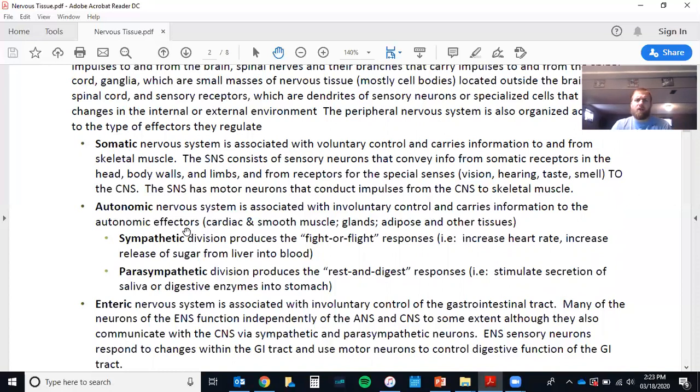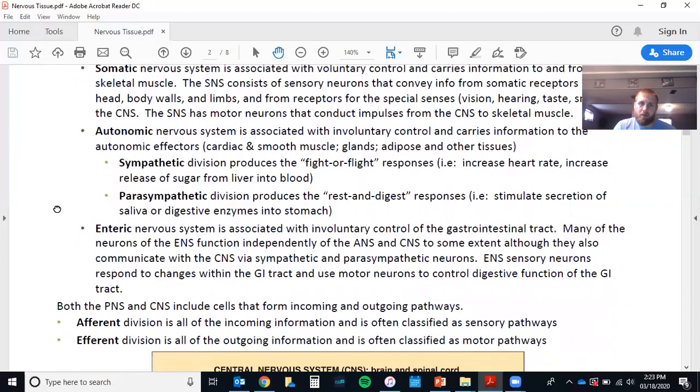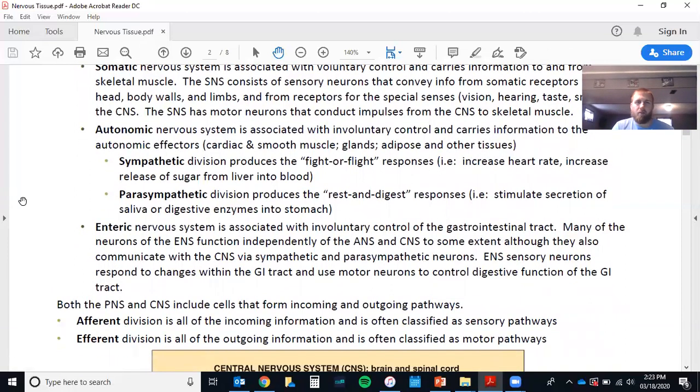Now, as far as that goes, we're talking about signals leaving. So we would call those motor neurons that conduct the impulses from the central nervous system to the skeletal muscles that I was just mentioning. There's also the sensory neurons, which are going to carry the signals the opposite way from the somatic receptors on our head, body wall, and limbs, and from receptors for our special senses to the central nervous system. We'll talk more about sensory motor here at the bottom of the slide.